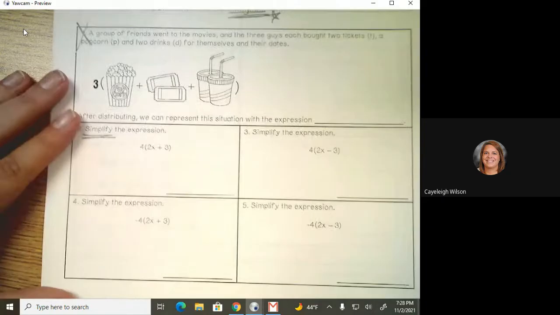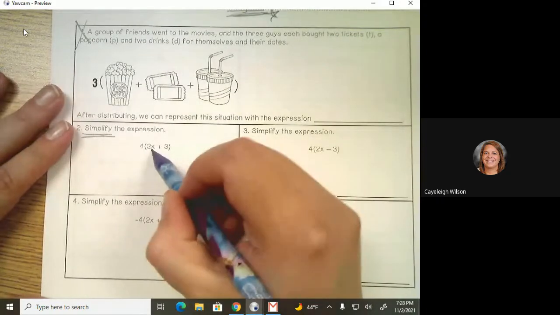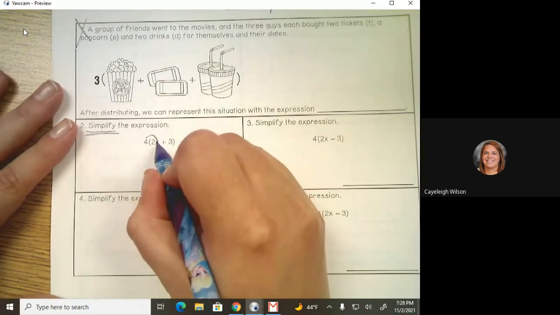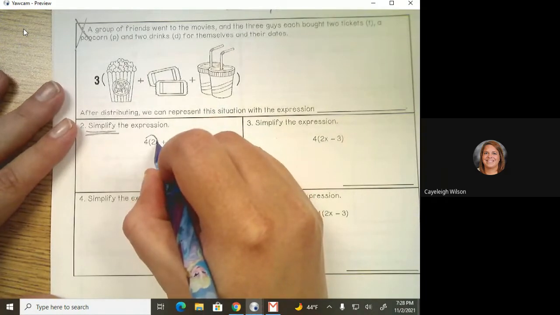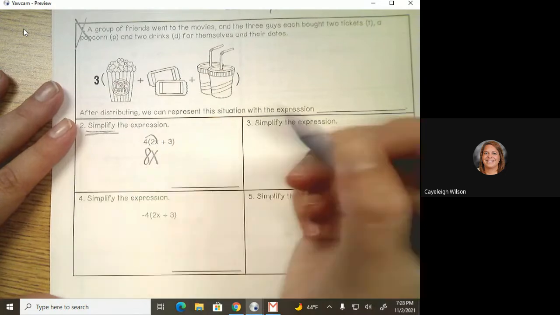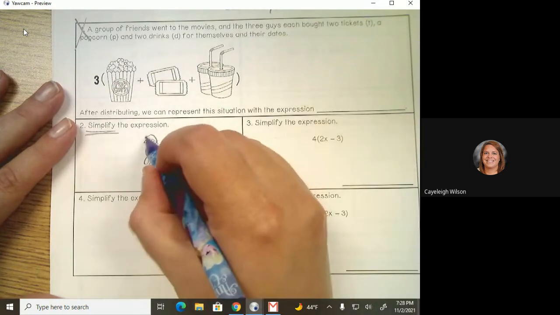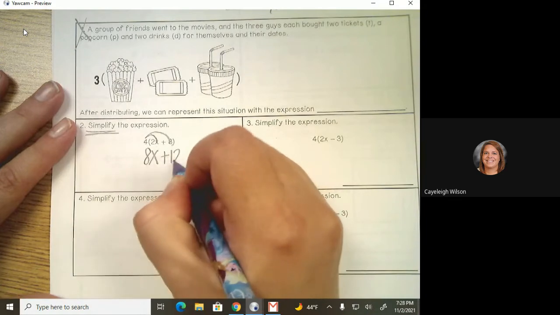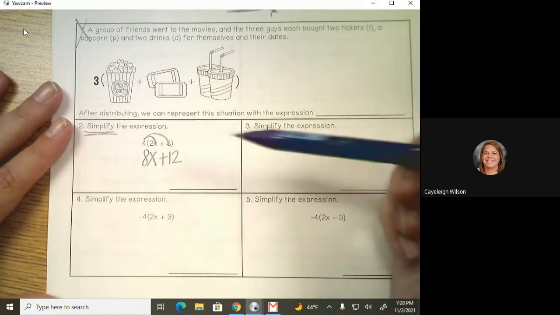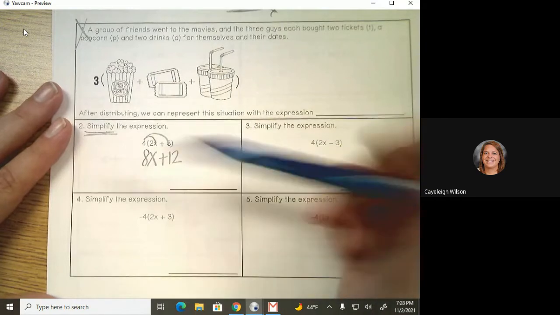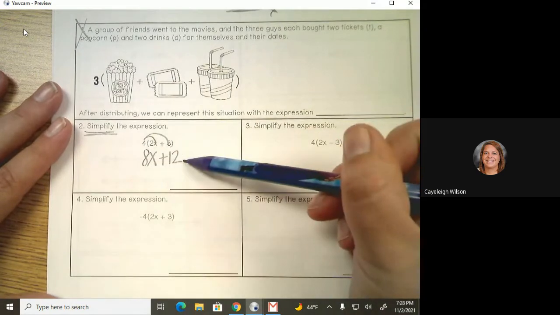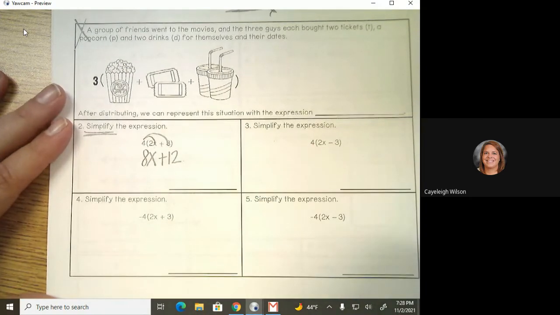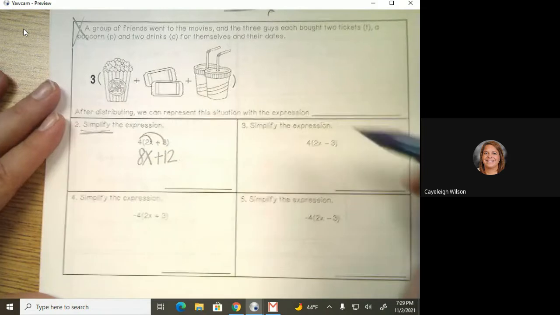All right, so down here, 4 times 2x plus 3. So this is 4 times 2x. Well, 4 times 2 is 8, so 8x. And then this is 4 times positive 3, so 4 times 3 is positive 12. And if there are any like terms, you will put them together. This one has an x, this one does not have an x, so these are not like terms. So that's my final expression.